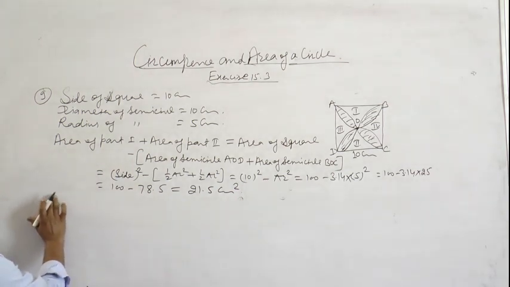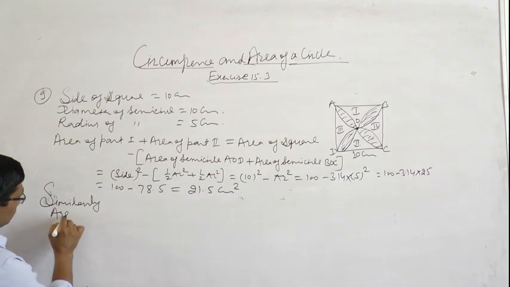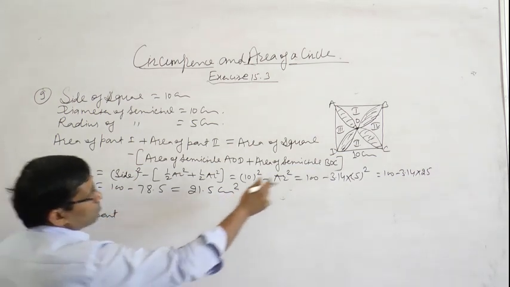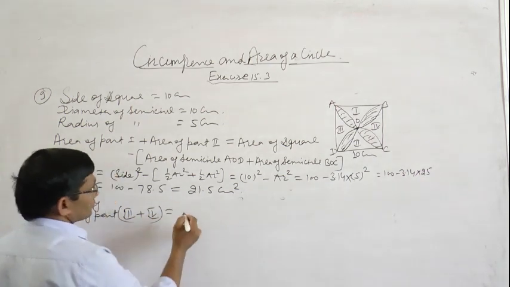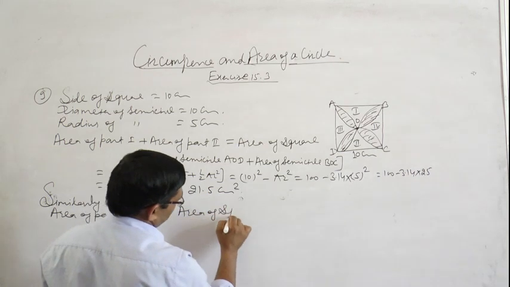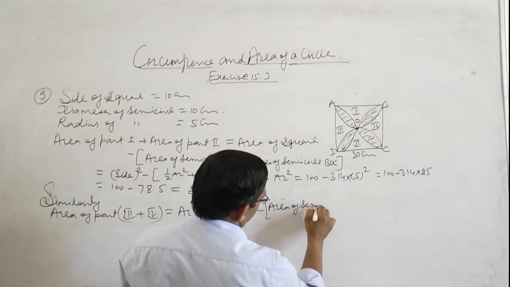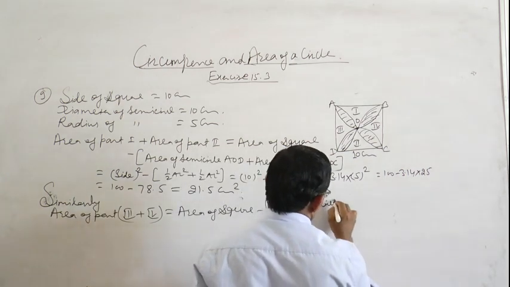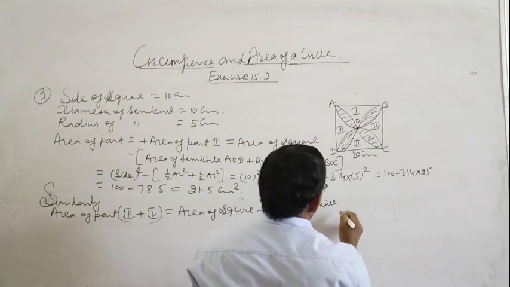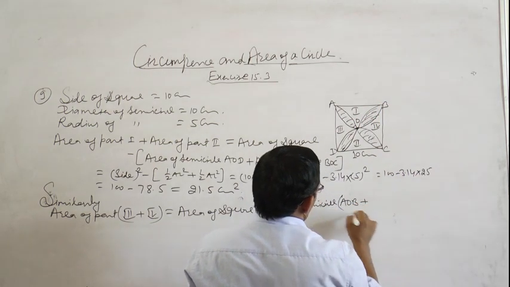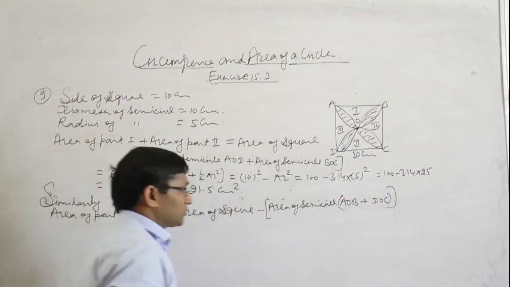Similarly, area of part third plus fourth is equal to, again, area of square minus area of semicircle AOB plus area of semicircle DOC.